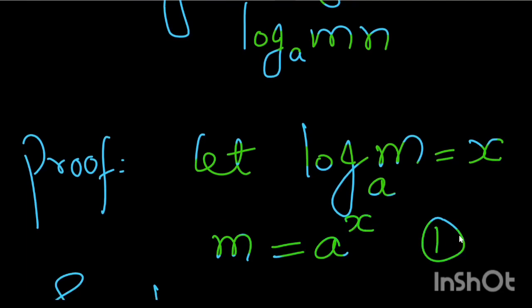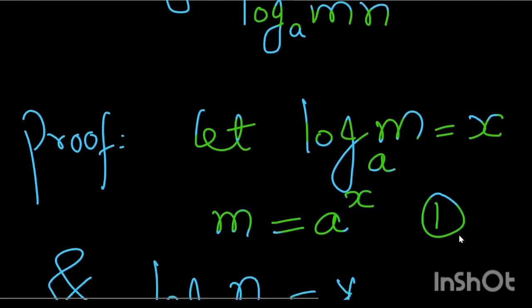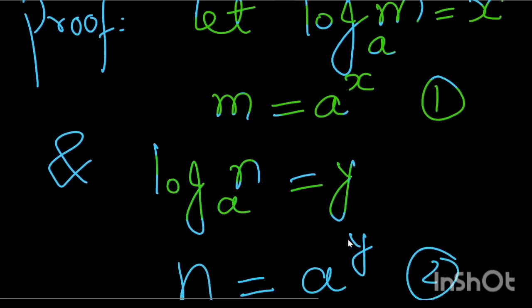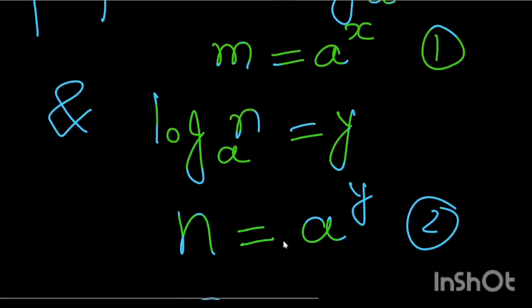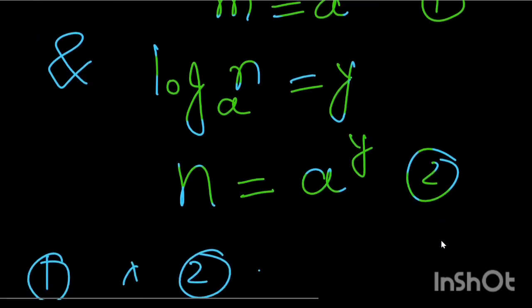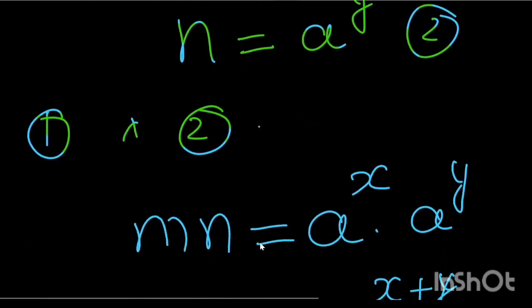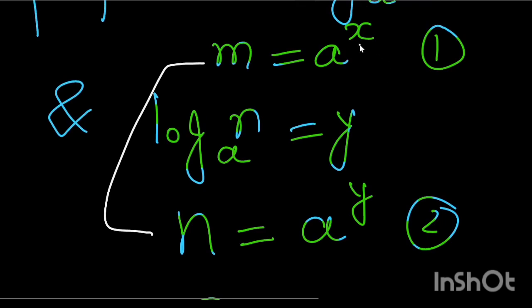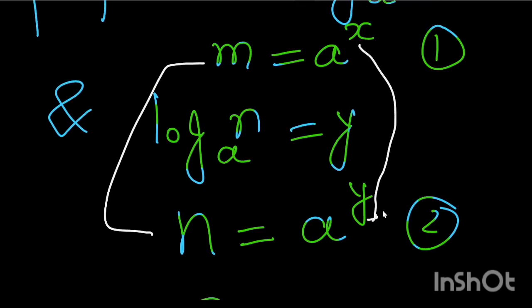Let's say this is 1. In a similar fashion, we will assume log n base a to be equal to y. So n equals a to the power y, guys. This is second. What we will do is multiply the first and the second. If we multiply, m and n get multiplied, and a to the power x multiplies to a to the power y.